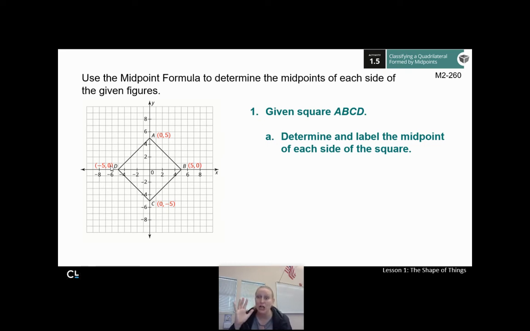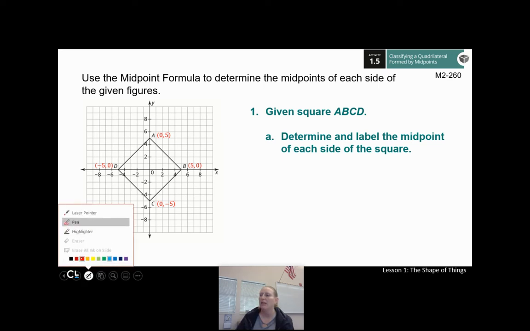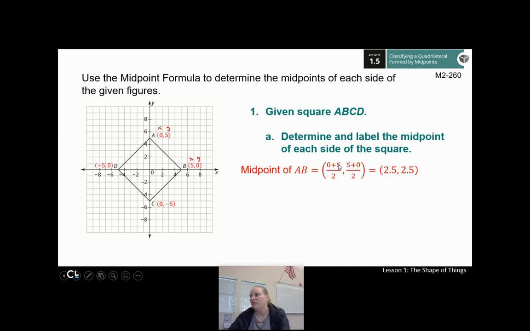It makes things easier. So I'm going to find the midpoint. Let's find the midpoint of AB. I'm going to add my x coordinates together, 0 plus 5, and divide by 2. I'm going to add my y coordinates together, 5 plus 0, and divide by 2. 0 plus 5 is 5, 5 divided by 2 is 2.5. 5 plus 0 is 5, divided by 2, and I got 2.5. So that means the midpoint of AB is at 2.5, 2.5. I'm going to put my little point there, and my little coordinates there so I can remember, hey, there's my midpoint.